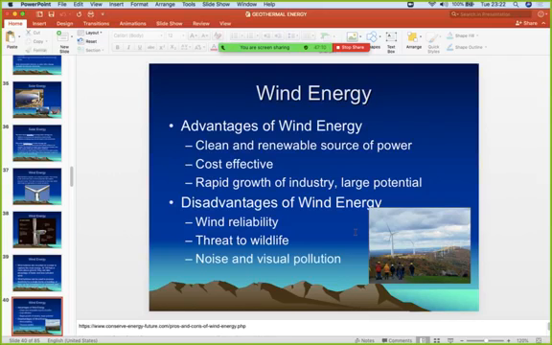So noise and visual pollution. There's also noise because of the running motors and of course the reaction of the wind to the mechanical systems. And visual pollution. So how can you see visual as pollution?